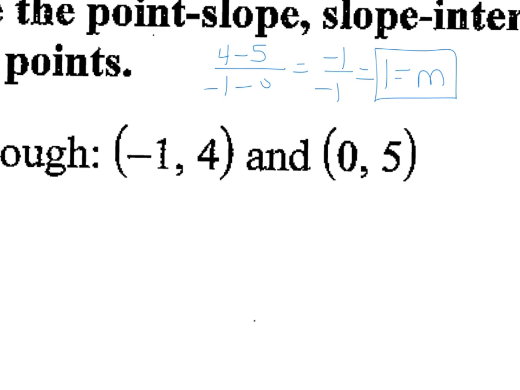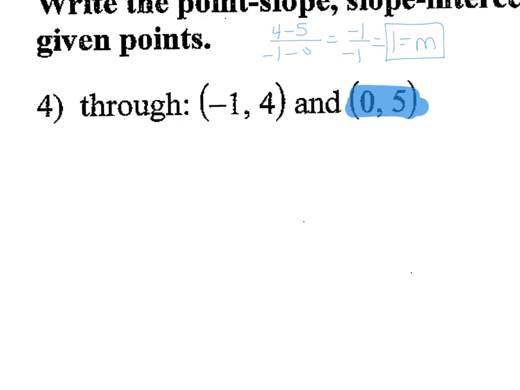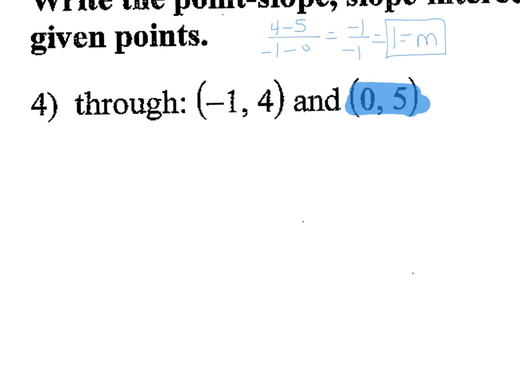Now, again, you can use either coordinate point. I'm going to be using this guy right here because that's the easiest one to deal with. Now, if you want to use a different one, that's fine. Okay, but anytime I got a 0, I'm using it. All right, so point slope. Y minus my y value, which is 5, equals my slope, which is 1, and x minus 0. Okay, so again, label point slope.